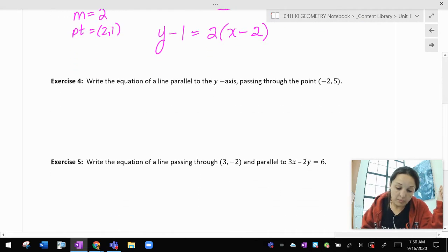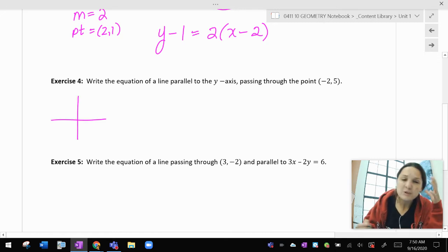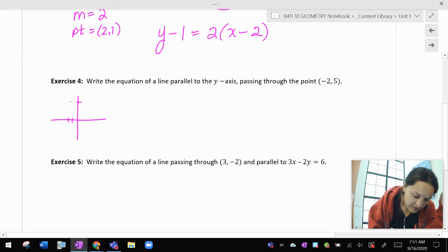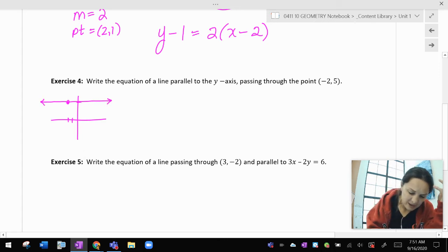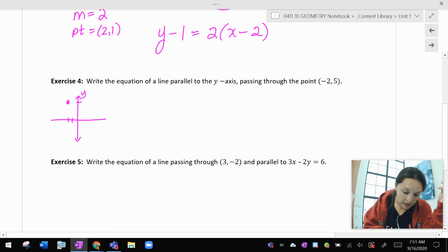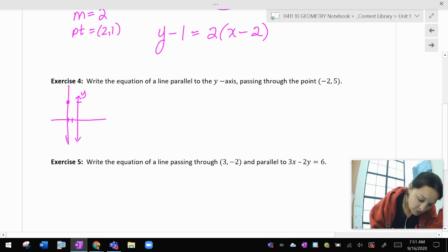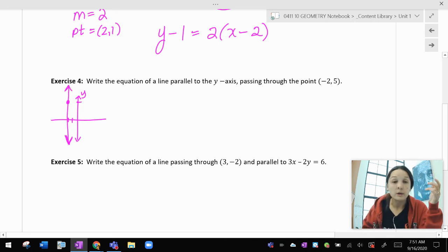Write the equation of a line parallel to the y-axis passing through the point (-2, 5). Okay, you know what? This one I'm going to sketch just to make sure we do it right. So I'm going to pass through (-2, 5). And I want to be parallel to the y-axis. It's going to look like this. Oh, wait, no, that's not parallel to the y-axis. That's parallel to the x-axis. So let me fix that. Parallel to the y-axis, right? The y-axis is here. Parallel to the y-axis would be this one.